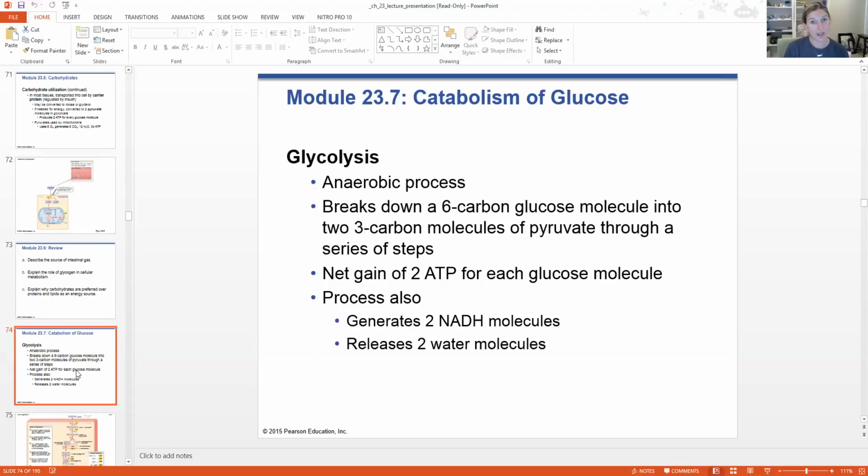Ultimately, there are 2 ATP molecules gained out of this. It actually uses 2 ATP molecules and generates 4 ATP molecules in the whole process of glycolysis, so there's a net gain of just 2. It also releases 2 water molecules.